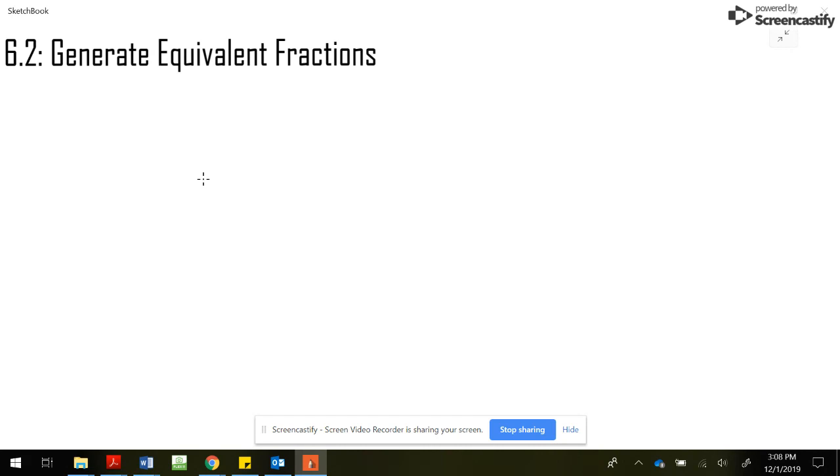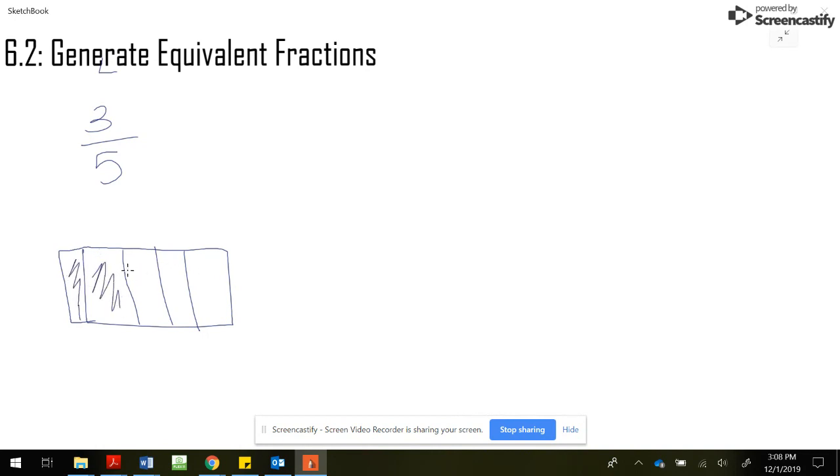So all we're really going to do is take whatever our fraction is. So let's say 3/5, and I need to come up with an equivalent fraction. So I could draw that out. I could draw 3/5. That's not the greatest. 1, 2, 3, 4, 5. So I could say 1, 2, 3/5. And I could just divide it in half.